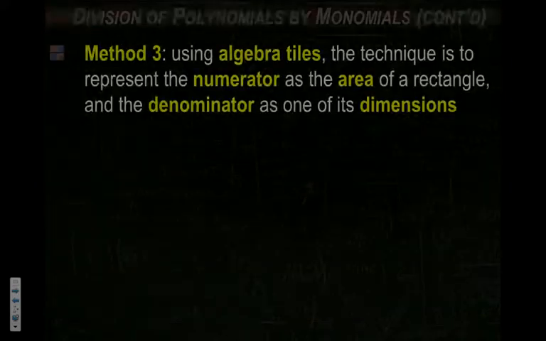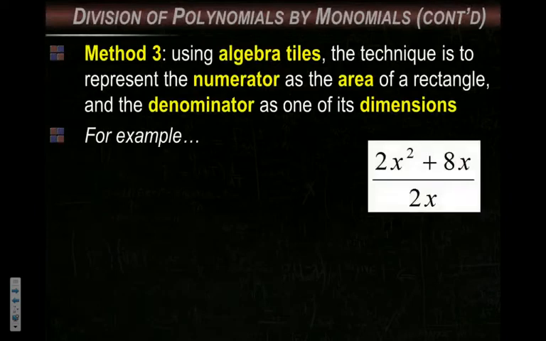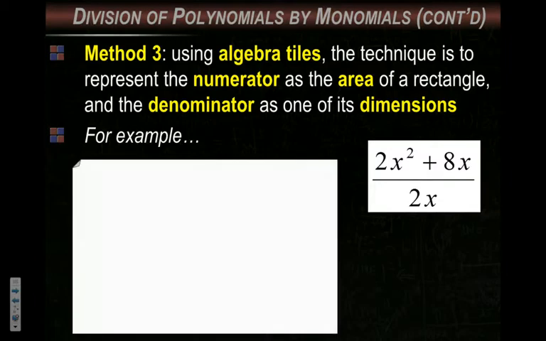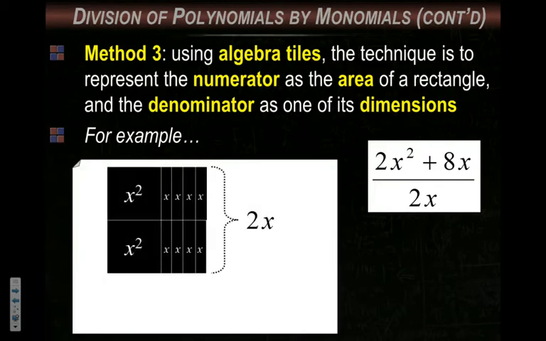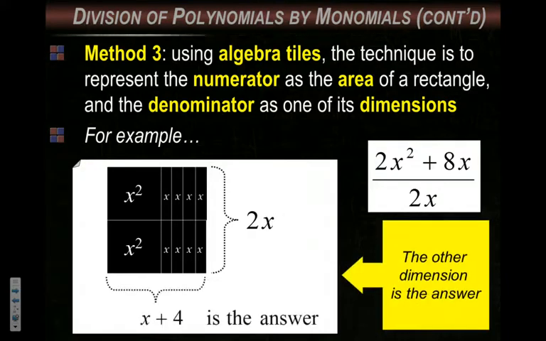Okay. Final method is the algebra tile method. Now, to be honest, I hate this method for division, but here it is. To divide using algebra tiles, you take the denominator and draw it as one of the dimensions of a square, either the height or the width. So I would take 2x and draw it, and then I fill in the numerator as the whole square. Okay? So the 2x is here. I fill in the rest, and then I read the other dimension at the bottom. That's x plus 4, and that's my answer.